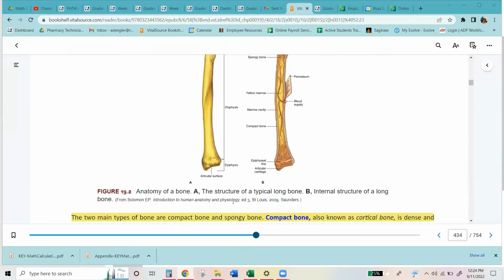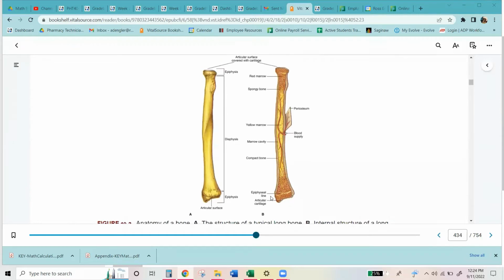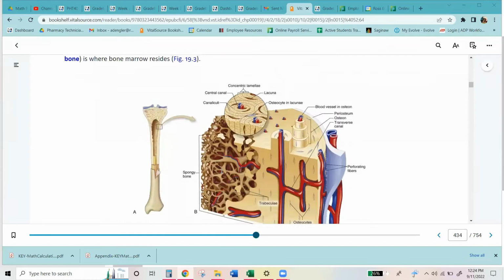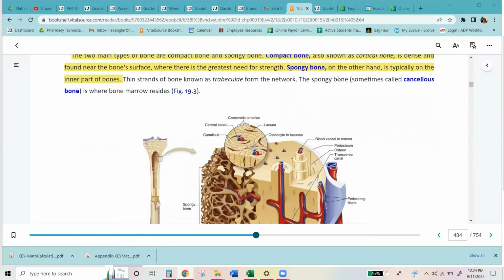Here's just the anatomy of the bone. The two types of bone are compact and spongy. Compact is also known as cortical bone. It's dense and found near the bone's surface where there is the greatest need for strength. Spongy bone, on the other hand, is typically on the inner parts of the bone. And the spongy bone, which is sometimes called cancellous bone, is where bone marrow resides.